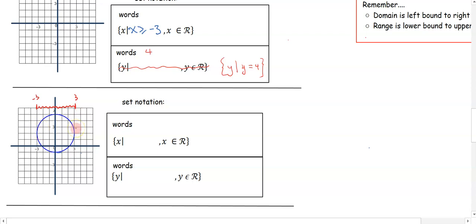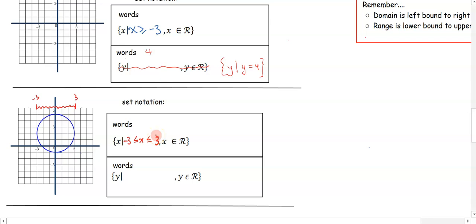So how do you write that mathematically? Well, you write the -3 on the left, the smaller number on the left, the larger number on the right, and so you need to write that x is greater than or equal to -3, while at the same time being smaller than or equal to 3.